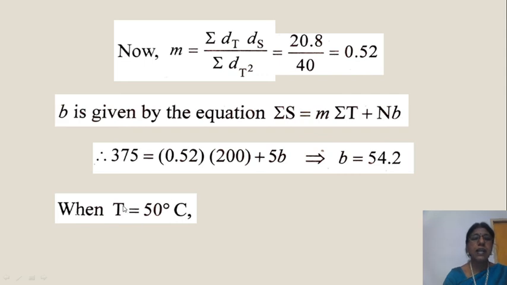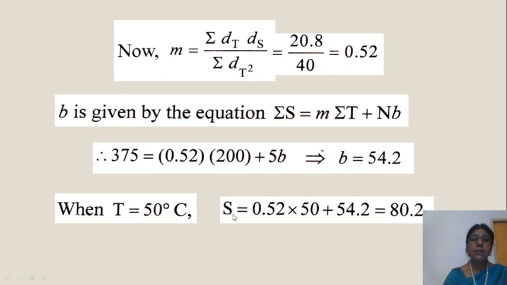The question is to find the S value when t is 50 degrees centigrade. S is equal to 0.52 into 50 plus 54.2, which is 80.2. So this is the same as the line equation.